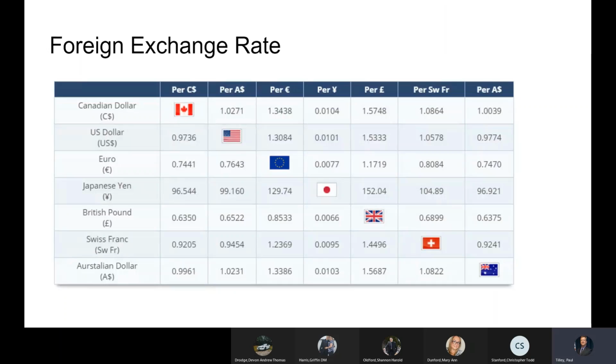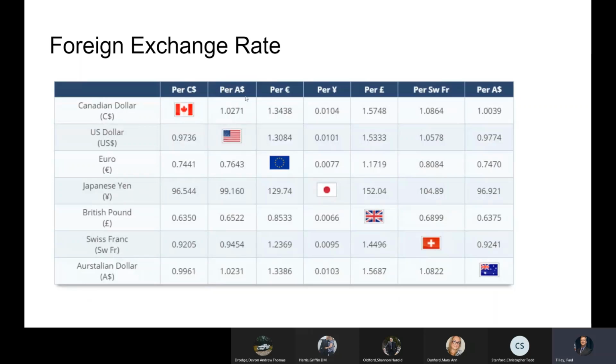Okay, so let's take a look then at the Canadian dollar. I want to look at the Canadian dollar, so the top row. And as I say, these numbers change every day. So what we're looking for is Canadian dollar per other currencies.